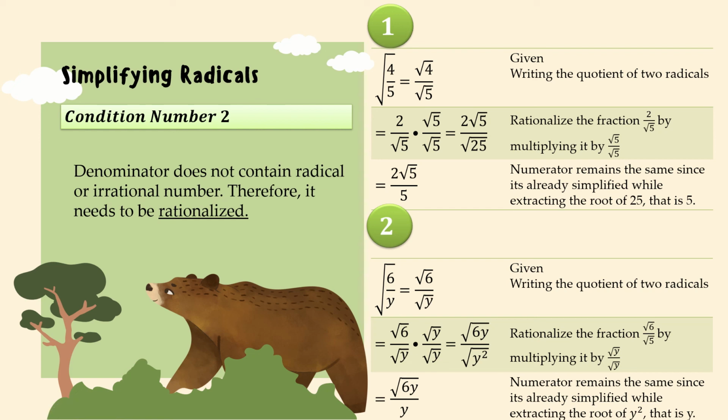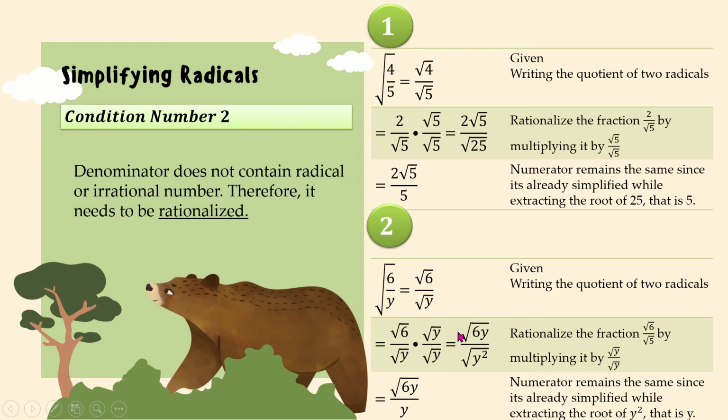So, we multiply square root of y over the square root of y, up and down. Rationalize the fraction square root of 6 over square root of y by multiplying it by square root of y over square root of y. Take note, it is not 5, it is y. So, square root of 6 and square root of y is square root of 6y.